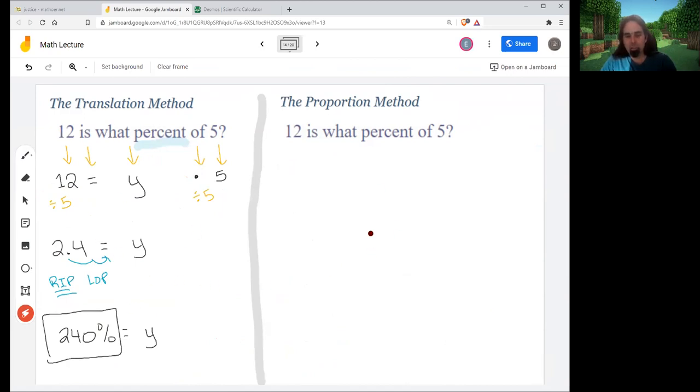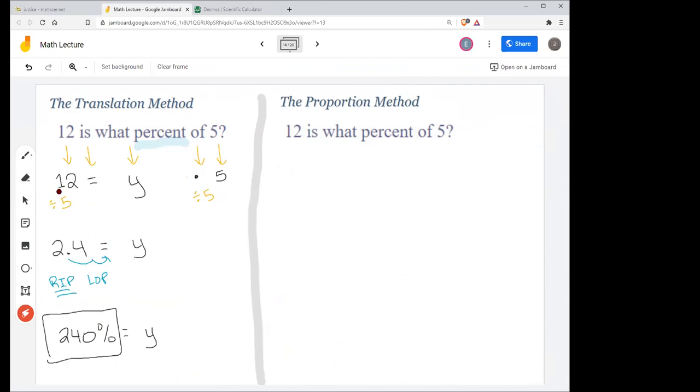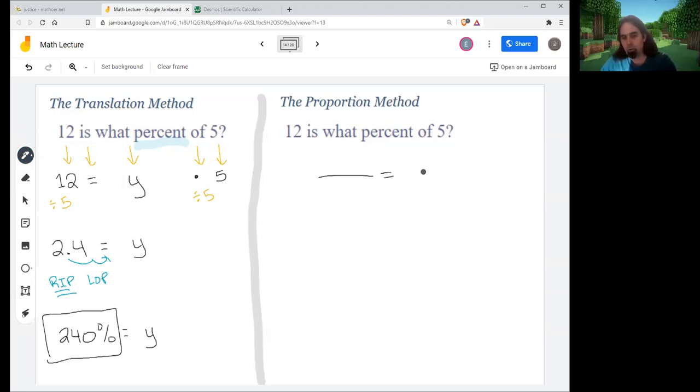Questions about the left side before I do it in the proportion method? No. Okay. Proportion method. So I make my skeleton, fraction bar equals fraction bar. Who remembers what goes on this side? Percent over 100. I don't know what it is. That's my letter this time. What goes in the bottom corner?